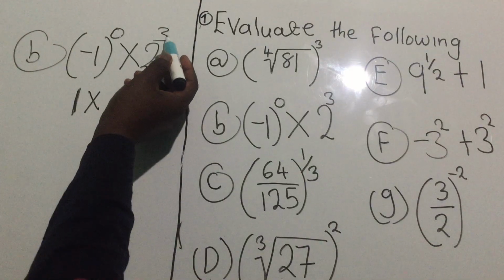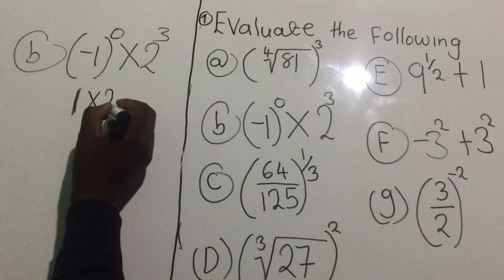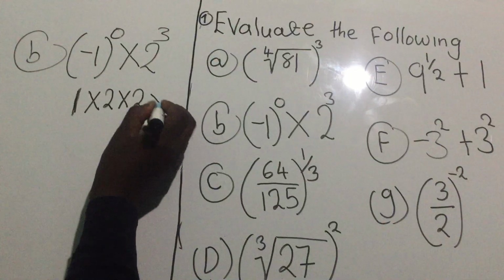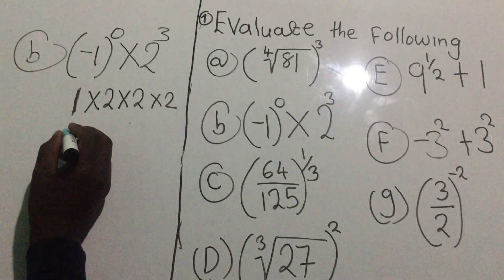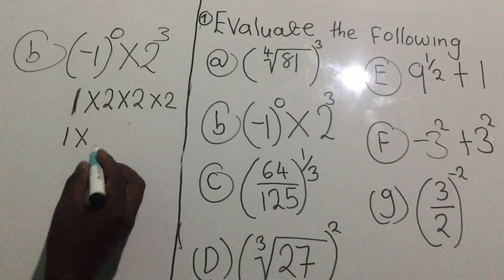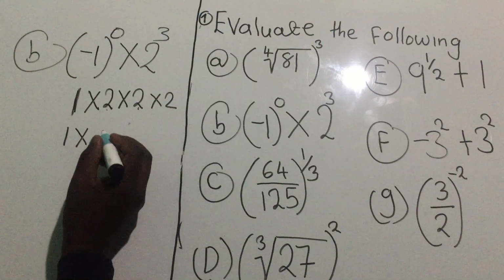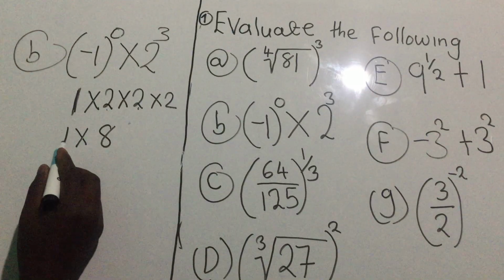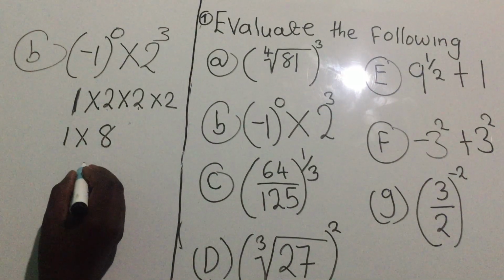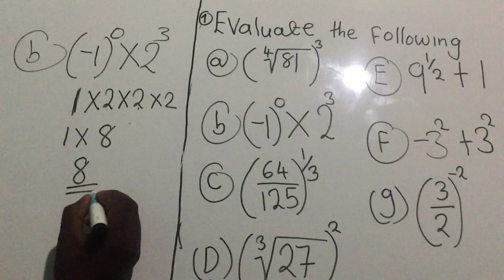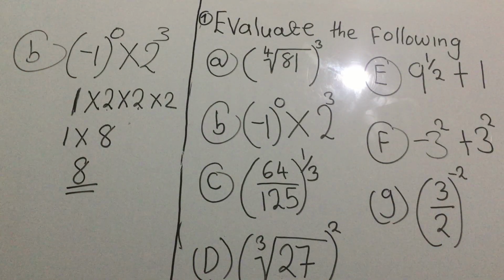Times this 2 to the power 3 means multiply 2 how many times? 3 times. So which is 2 times 2 times 2. So you say 1 times 2 times 2, it's 4. 4 times 2, it's 8. So what is 1 times 8? You get 8. This is how you answer this question.